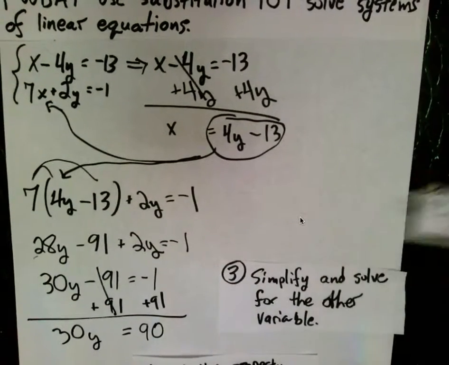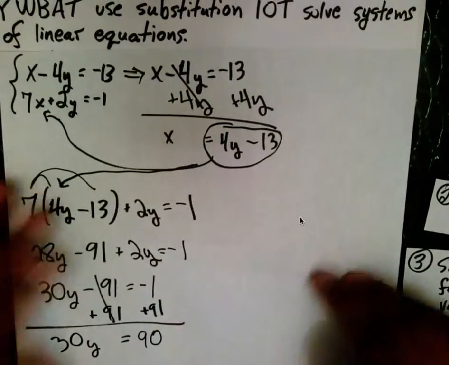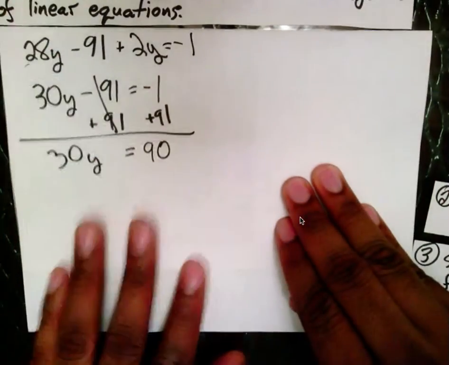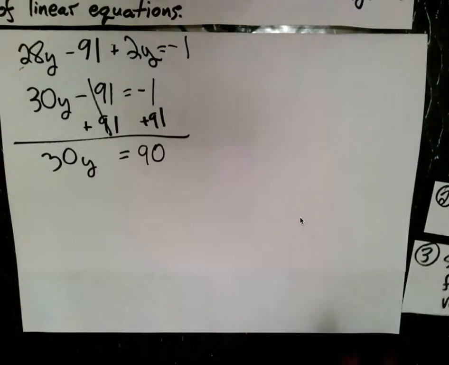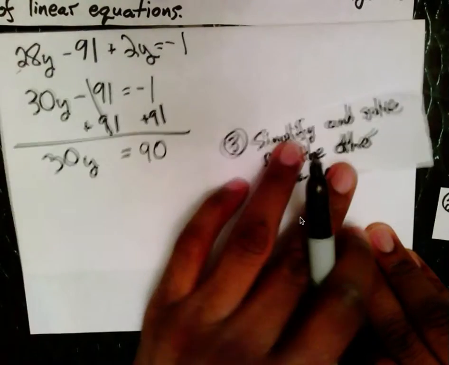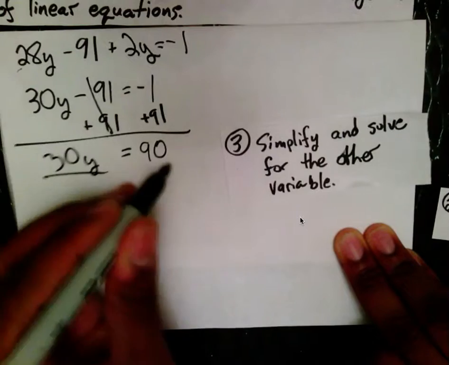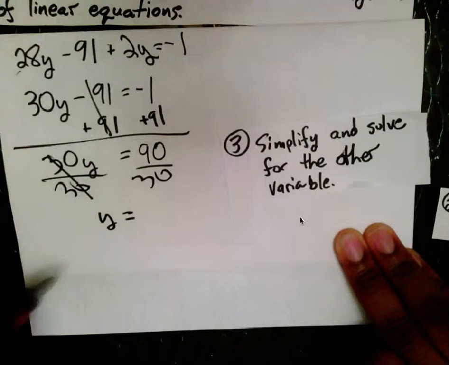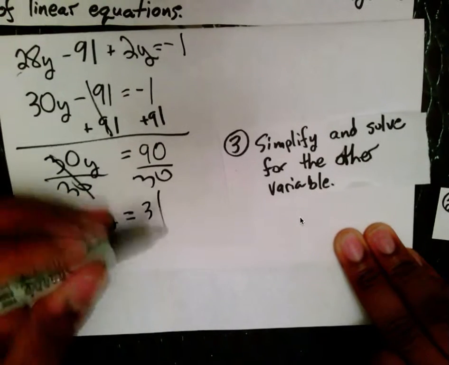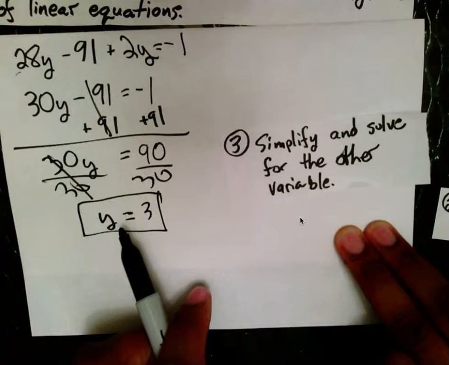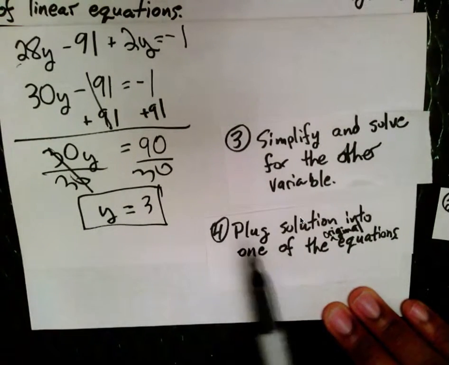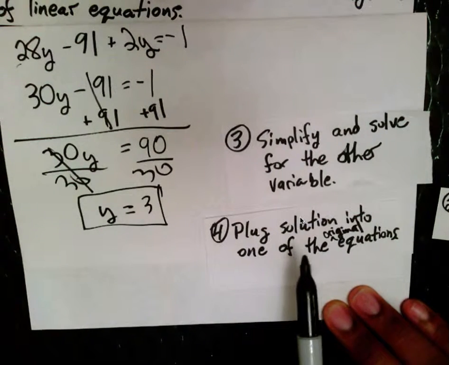Now I'm starting to run out of space a little bit, so let me fold this up. Here we go. Now 30y equals 90. What are we doing? We're simplifying and solving for the other variable. Divide both sides by 30. y equals 3. So now I solved for y. y equals 3.